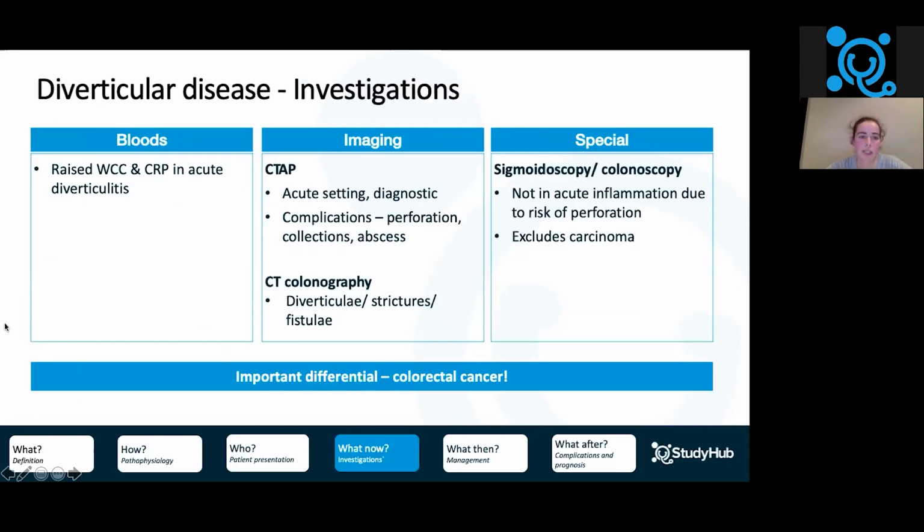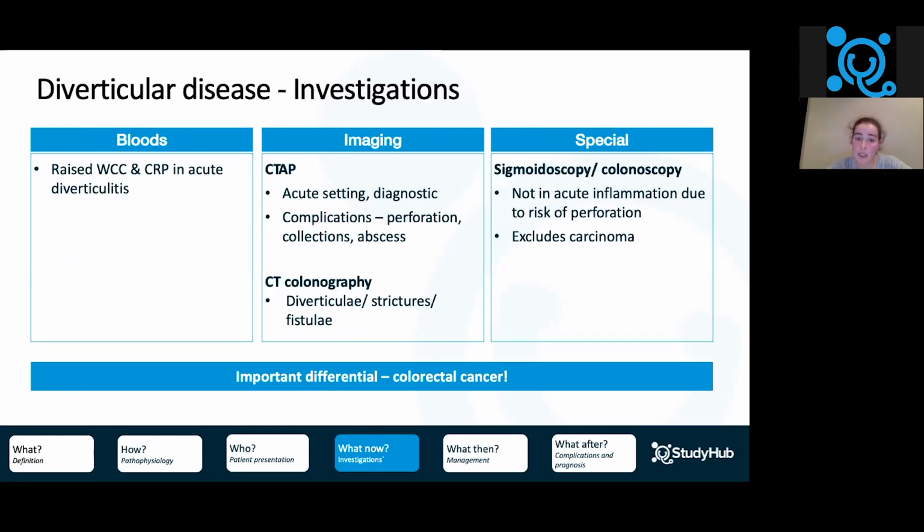So in terms of investigations, blood tests, these patients may have raised inflammatory markers in acute diverticulitis. In terms of imaging, the most useful imaging is a CT abdo-pelvis, which is used in the acute setting, and that can diagnose acute appendicitis and any complications of that.